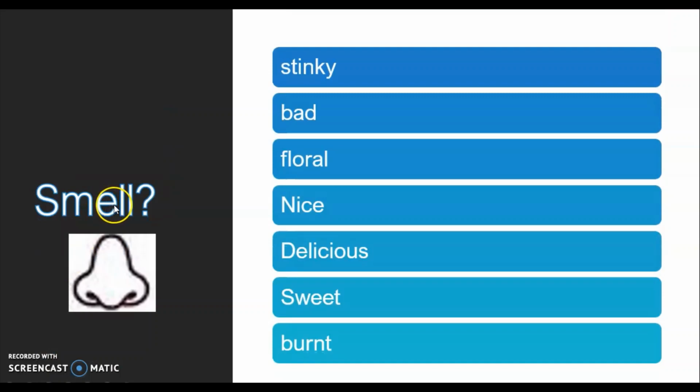Okay, there's also smell. So here are some adjectives to describe nouns and how they smell. You might say that they are stinky or bad, or maybe it smells floral, meaning it kind of smells like flowers. Maybe it's nice, maybe it smells delicious, maybe it smells sweet, or maybe it smells burnt.